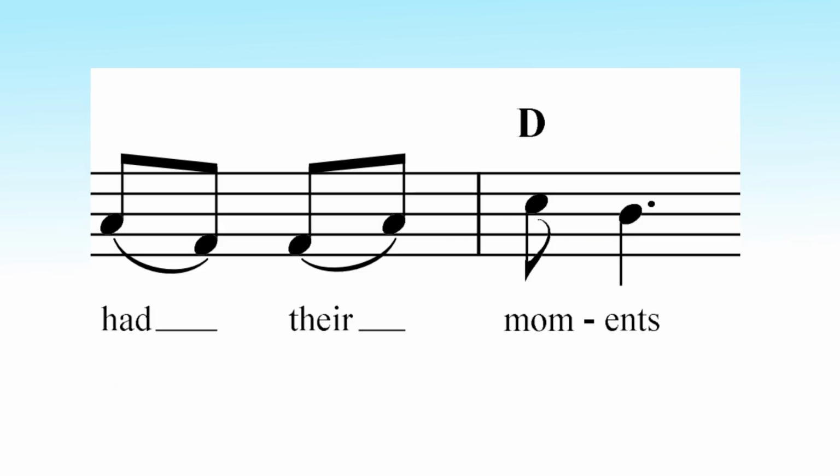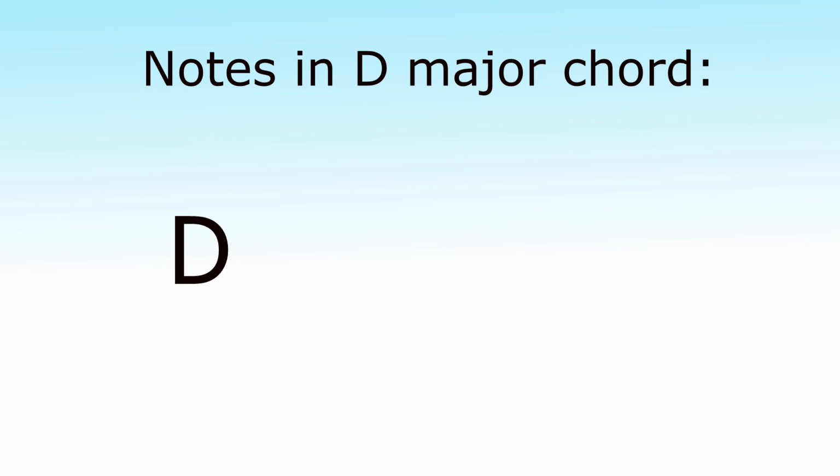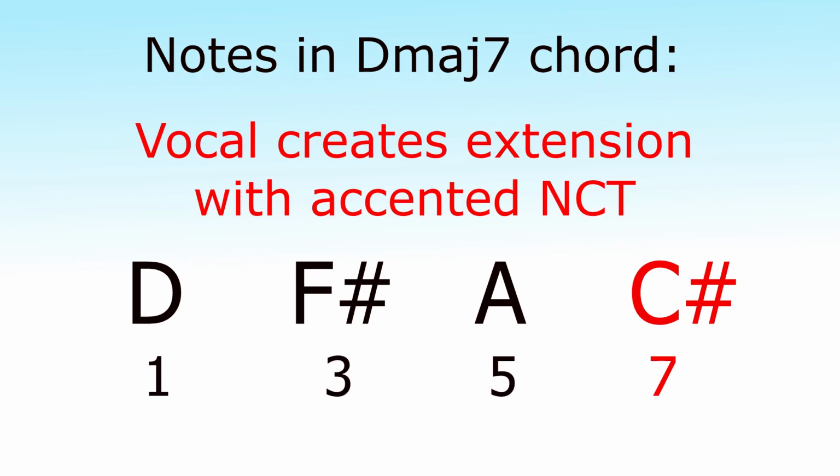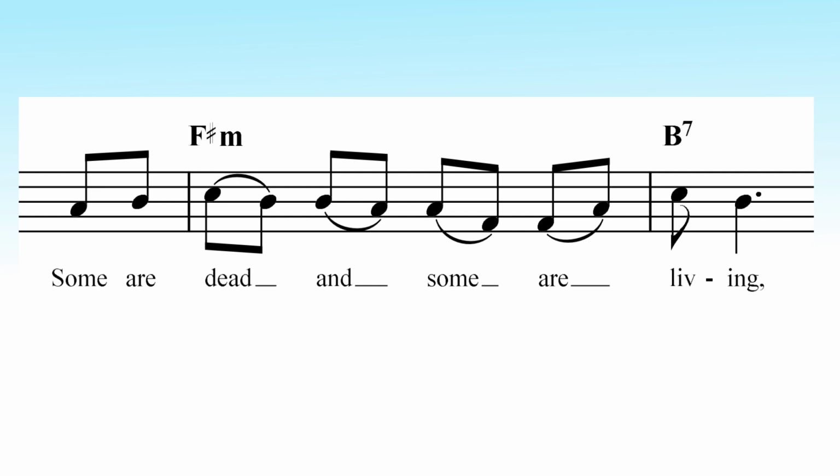The syllable mo is sung as a C sharp note over a D major chord on the strong beat 1, which creates the new sound of a D major 7th chord. It's a very haunting sound. The last section of the song contains 2 more distinct accented non-chord tones.